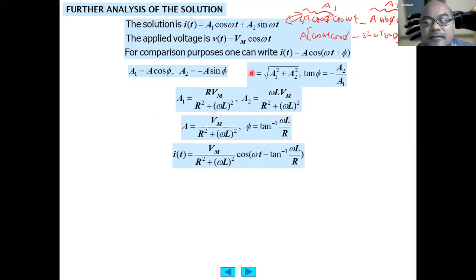The i(t) then re-expressed in this form, i(t) equals to A cosine omega t plus phi. So i(t) equals to Vm divided by the square root of R square plus omega L square, cosine omega t plus phi. The phi is this one, negative arctangent of omega L divided by R.